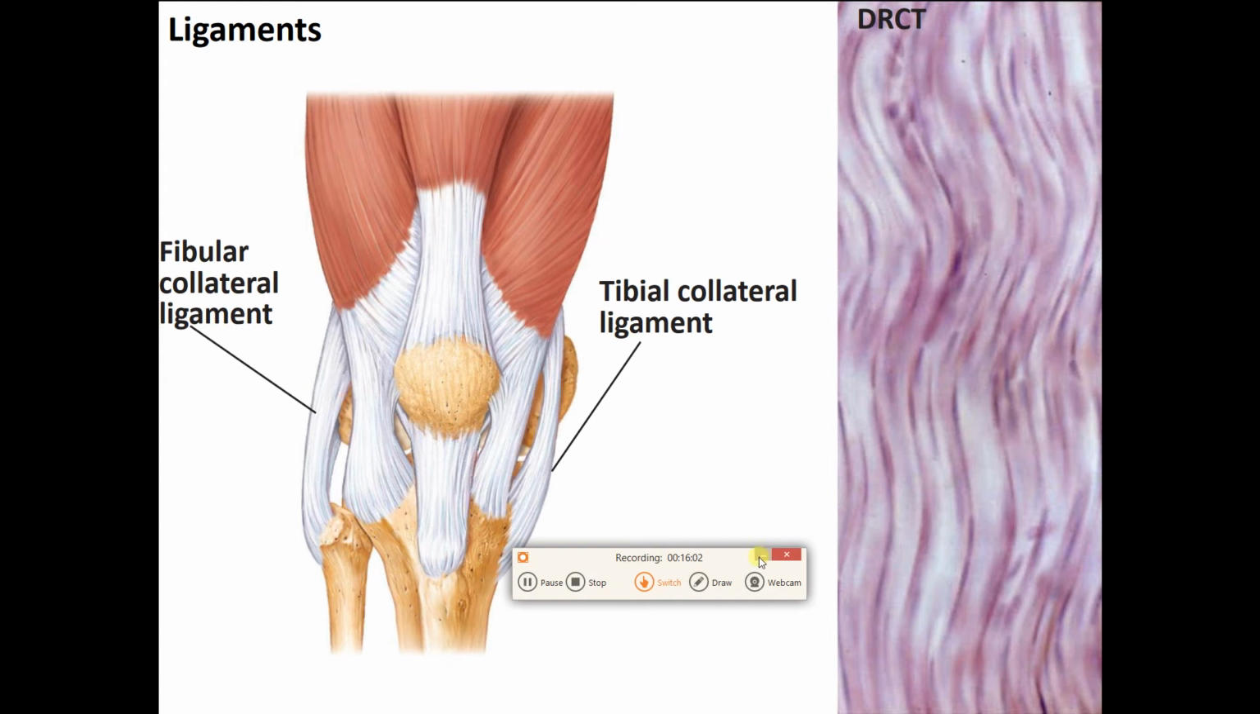If we look at the side of the knee, we have ligaments running from the femur down to the bones below, like the tibial collateral ligament on the inside and the fibular collateral ligament on the outside. And we're hitting those in lab, which is why I wanted to point them out as examples.